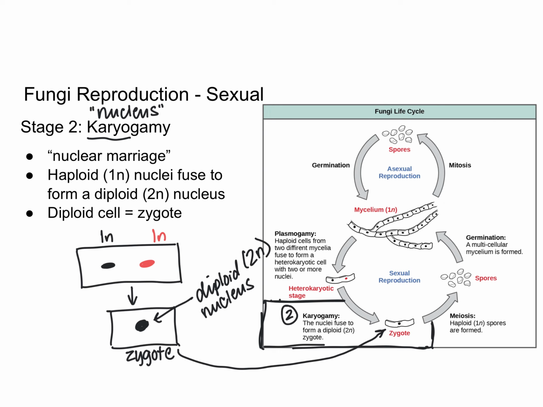Now, one key thing about what has happened here is the fungus has now brought together two different sets of chromosomes. And so we have now changed the genetics of the original cells. So the original cells only had half of the number of chromosomes, they only had one set each. Now both of those sets have come together. So the zygote now has twice as many chromosomes, and we have essentially mixed and matched these different genetics from these two original cells that came together and then fused their nuclei together.